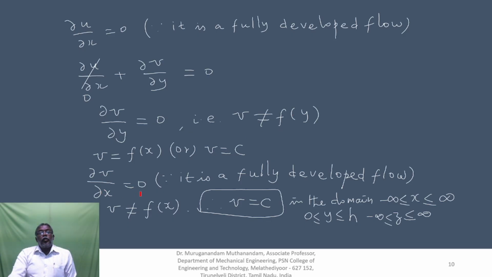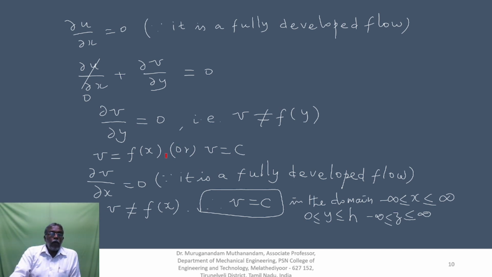Partial v upon partial x is 0 because it is a fully developed flow. Any component of velocity, if you differentiate with respect to x, it will be 0 because velocity profile does not change in a fully developed flow. Already we have seen that partial v upon partial y is 0. Now we see that partial v upon partial x is also 0 because of that fully developed flow condition. Again, it is giving a meaning that viscous effect is present everywhere within the fluid flow. Hence, v is also not a function of x.